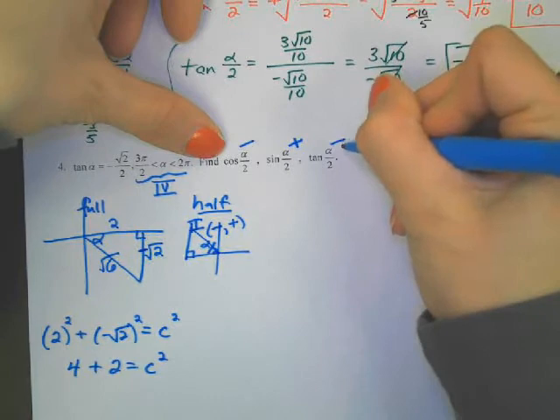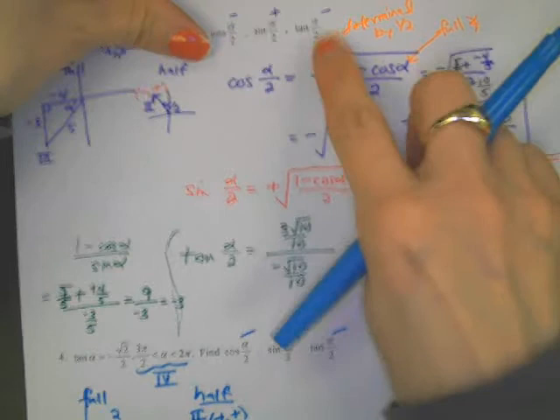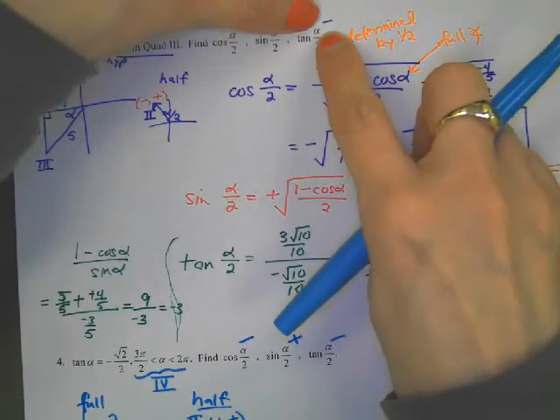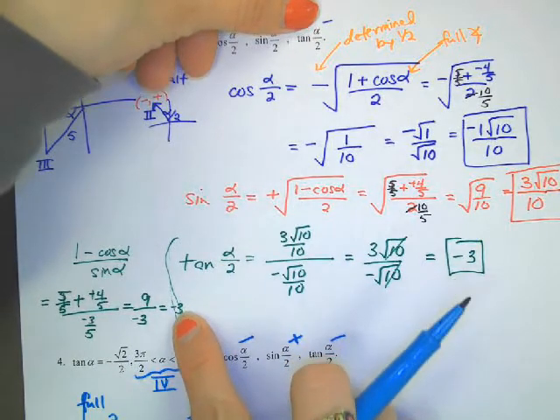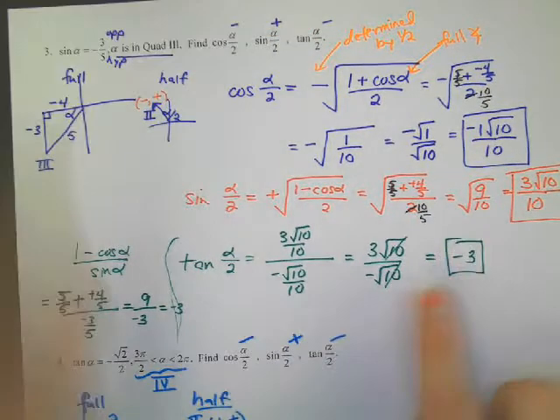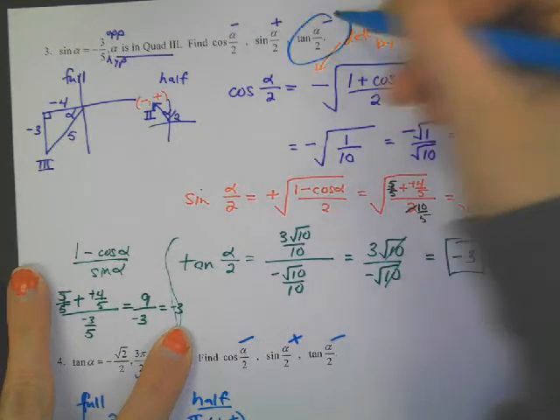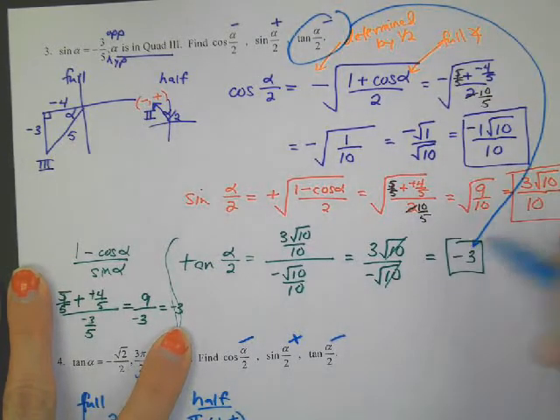The tangent is negative, and I told you you didn't have to pick it, but it's a great way to check. Did your answer for tangent of half angle come out negative? So the answer for tangent right here was negative. Perfect. That means it worked. Okay? All right, just a little check to make sure everything's going right.